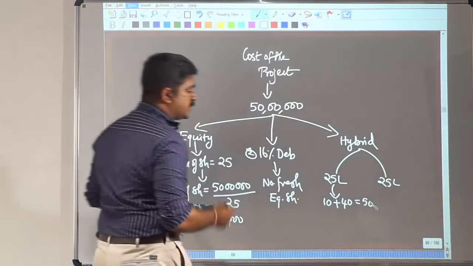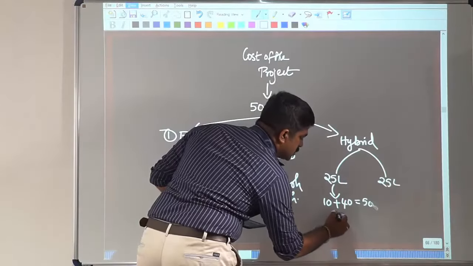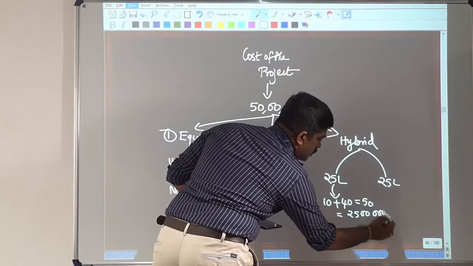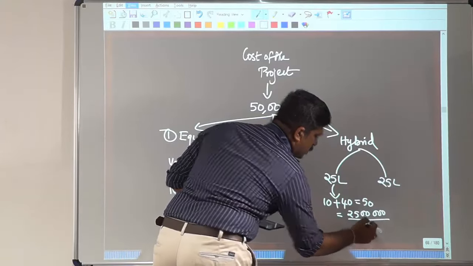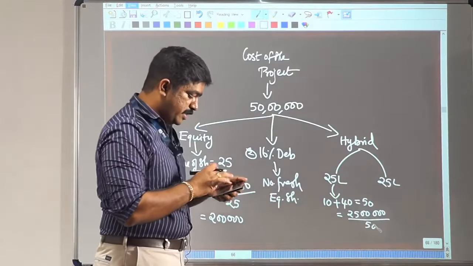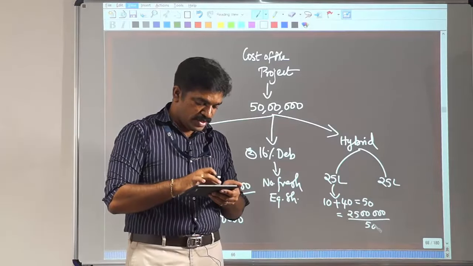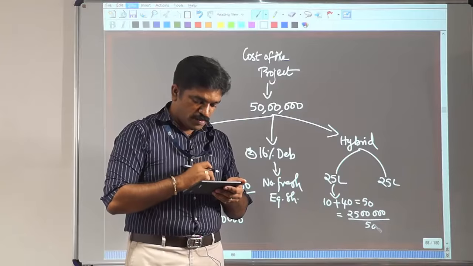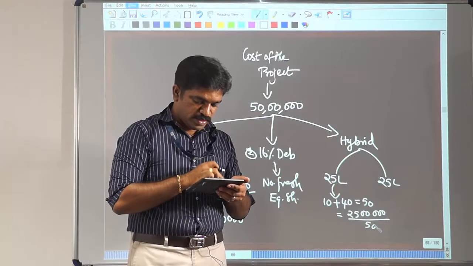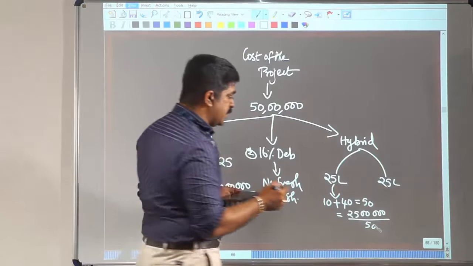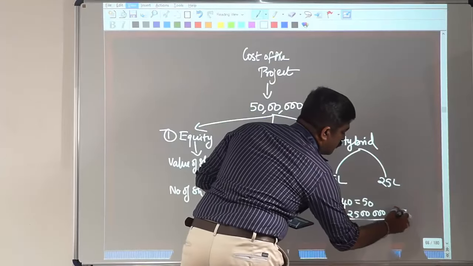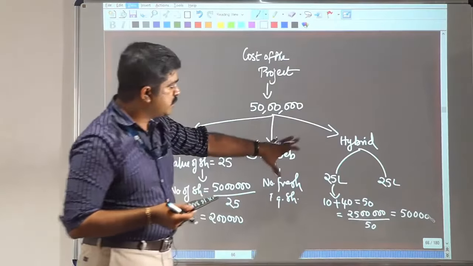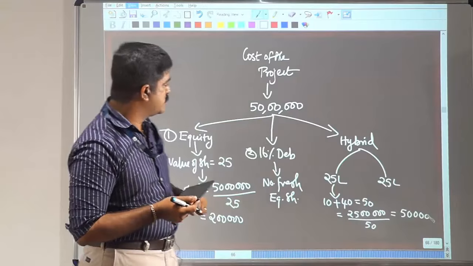Okay. So what is the number of shares? Number of shares is nothing but 25 lakhs divided by 50. Let me see how many shares we have. If you go for the third option, the number of shares is 25 lakh divided by 50. It means 50,000 shares have to be issued. So if you go for the third option, an additional 50,000 shares have to be issued.